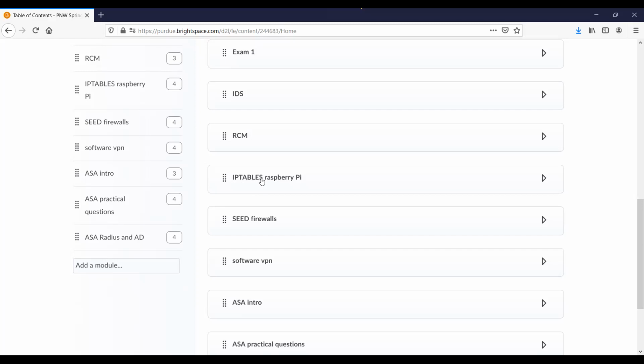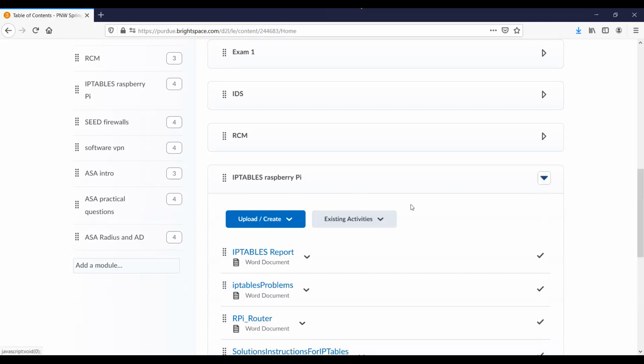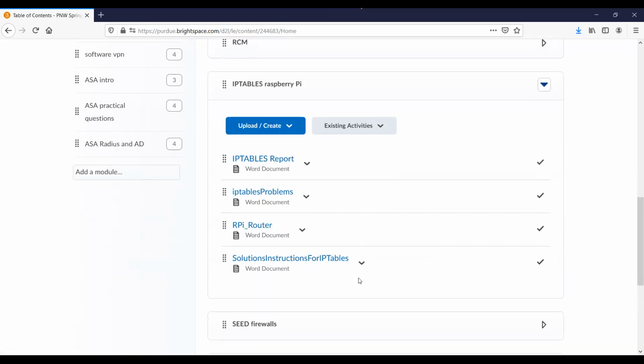Today, we're going to focus on this module here, IPTables. You can see it says Raspberry Pi. So before the pandemic, we would usually do this part of the lab on the Raspberry Pi. It's too bad we don't have it. Unfortunately, we're going to have to simulate some of this on the VMs, which can be done. But I made all the materials available in case any of you wanted to do this on the Raspberry Pi.